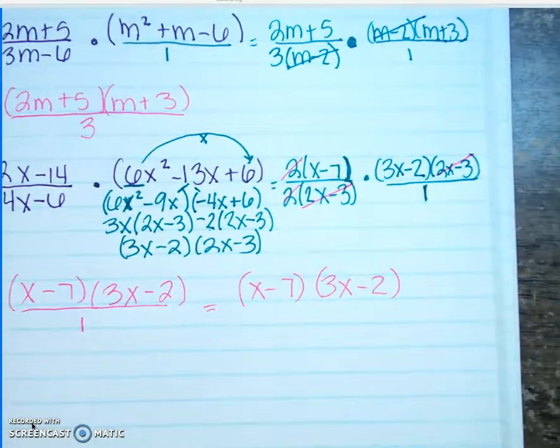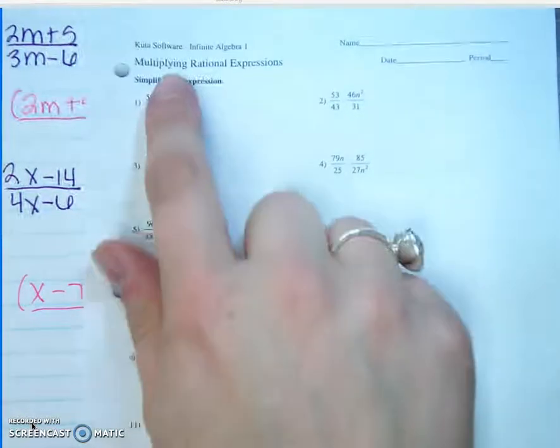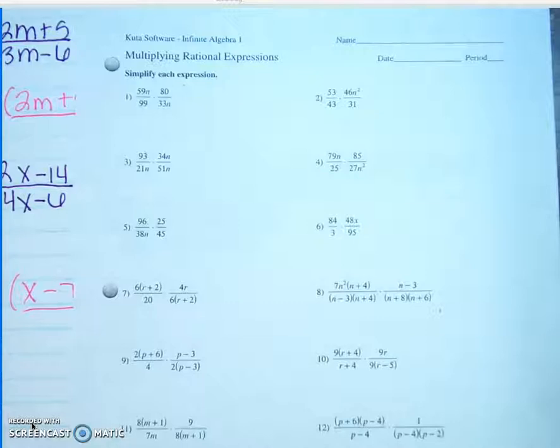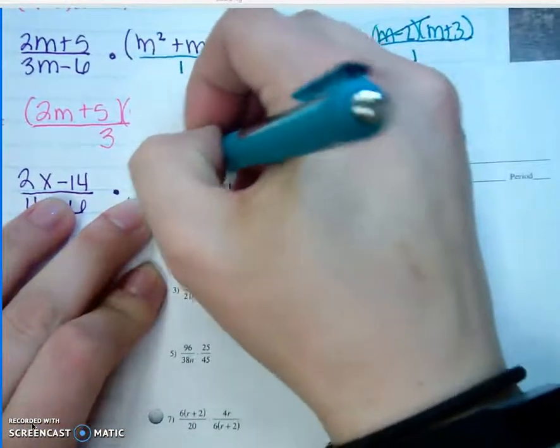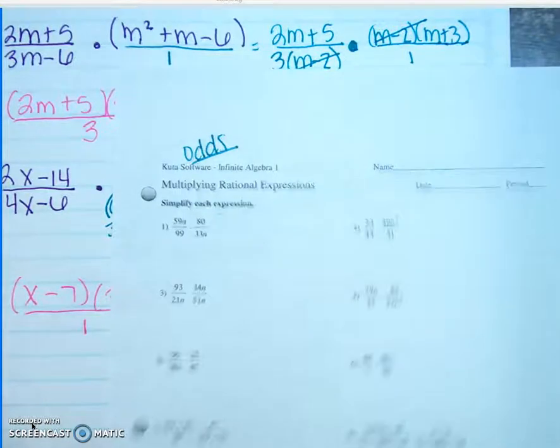Okay, so on your left-hand page, for multiplying rational, remember you have 2 left-hand pages. Make sure this one says multiplying. Let's do all of the odds, okay? We're going to do all of the odds. If you need to show your work underneath on the left-hand page, that's fine as well.